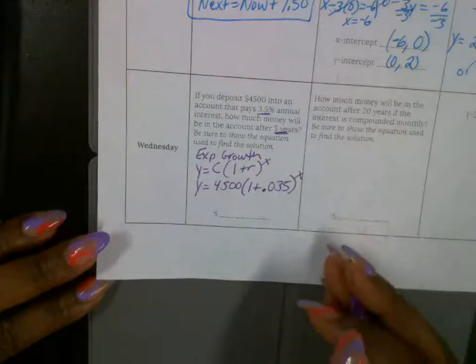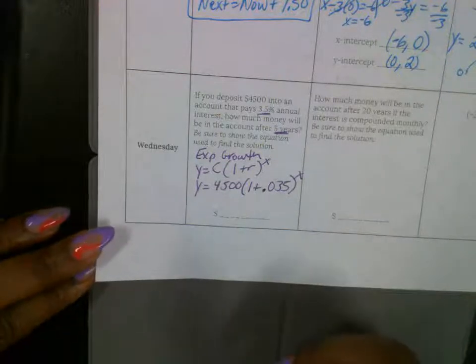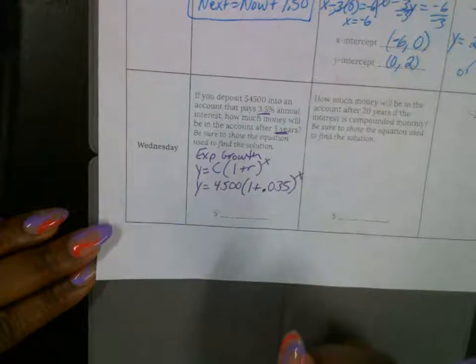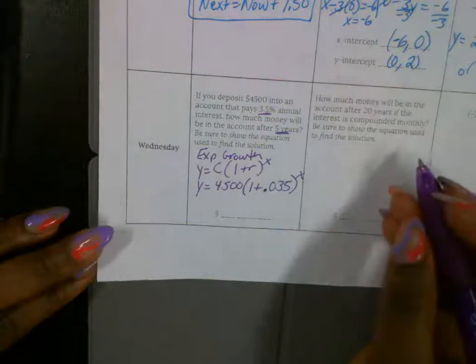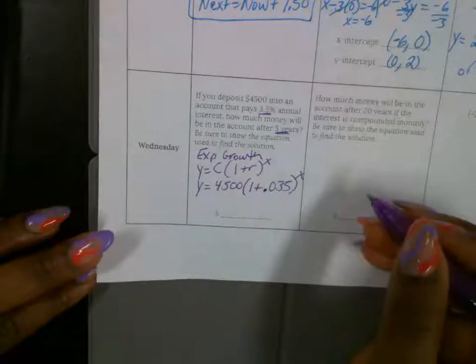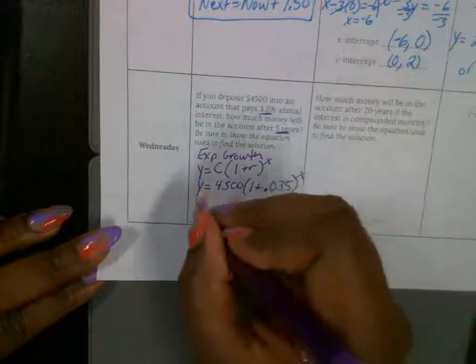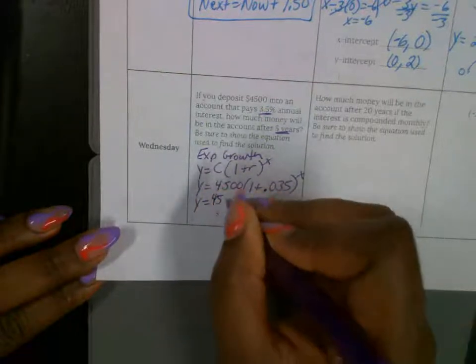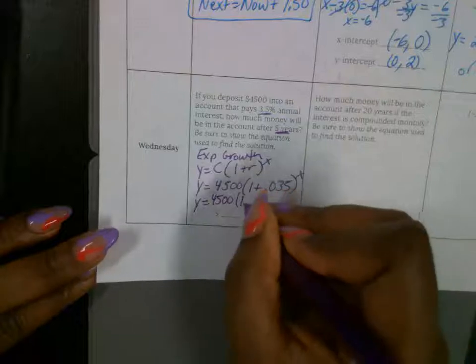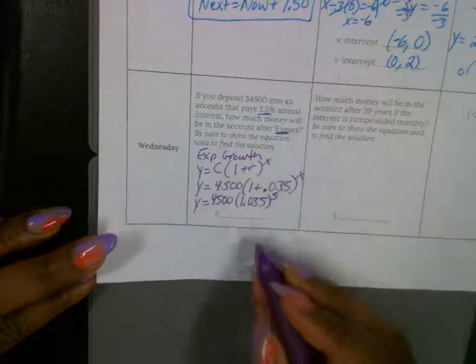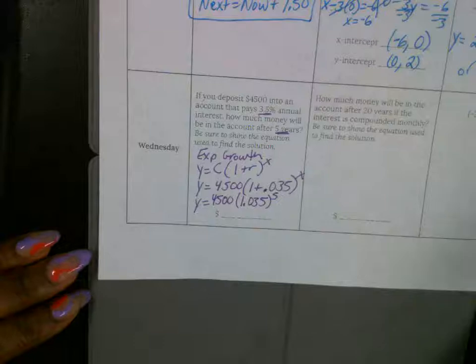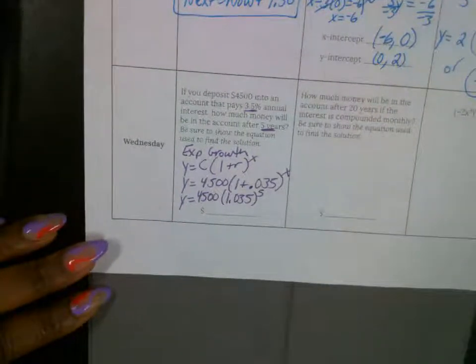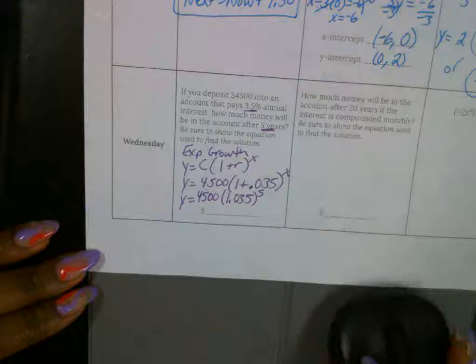Okay. So now when we solve this, how do we solve it to figure out what our answer is? How do we solve it to get an answer? You would replace that X for 5. Very good. You replace the X with 5. So this is going to be 4,500 times 1.035 to the 5th power. And then that's going to give you how much it is. Okay. Any questions? I'm going to pause to give you a chance to solve that.